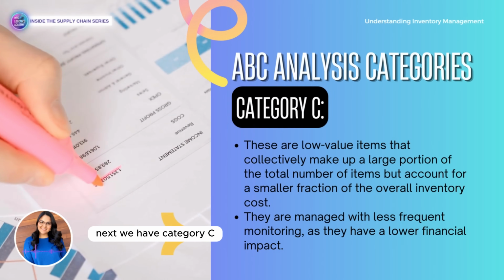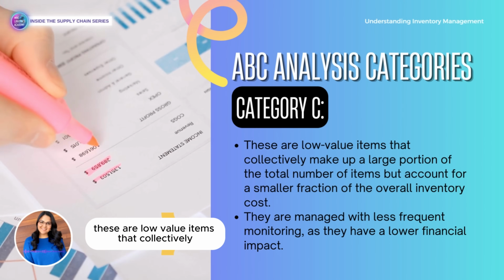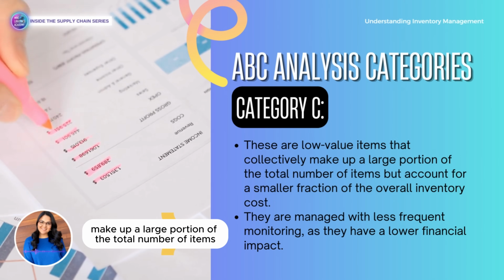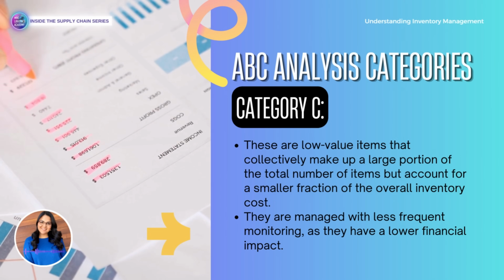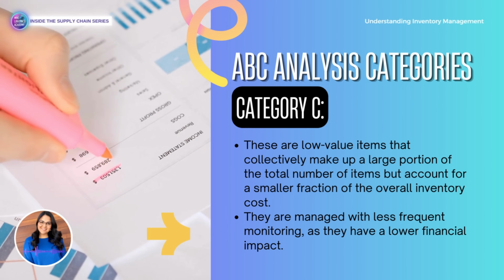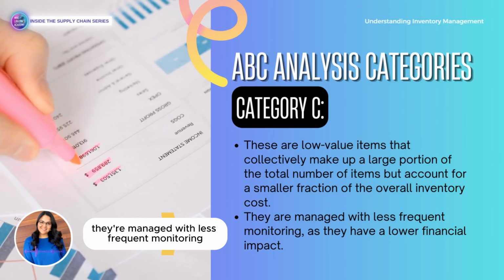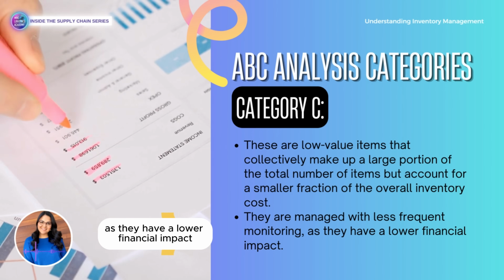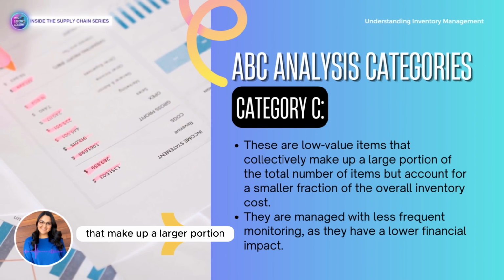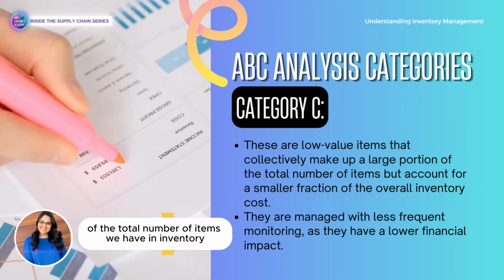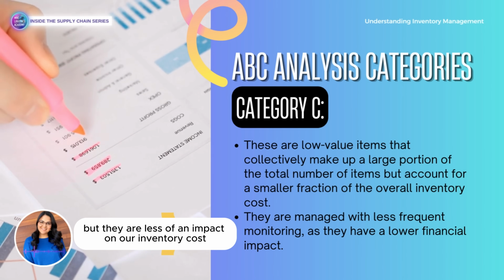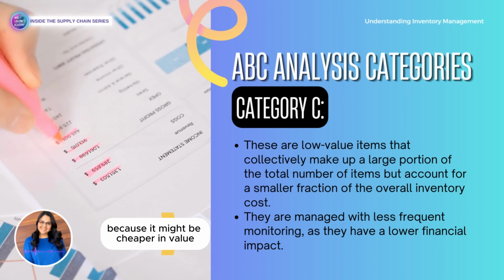Next, we have category C. These are low value items that collectively make up a large portion of the total number of items, but account for a smaller fraction of the overall inventory cost. They're managed with less frequent monitoring as they have a lower financial impact. Once again, these are lower value items that make up a larger portion of the total number of items we have in inventory, but have less of an impact on our inventory cost because they might be cheaper in value.